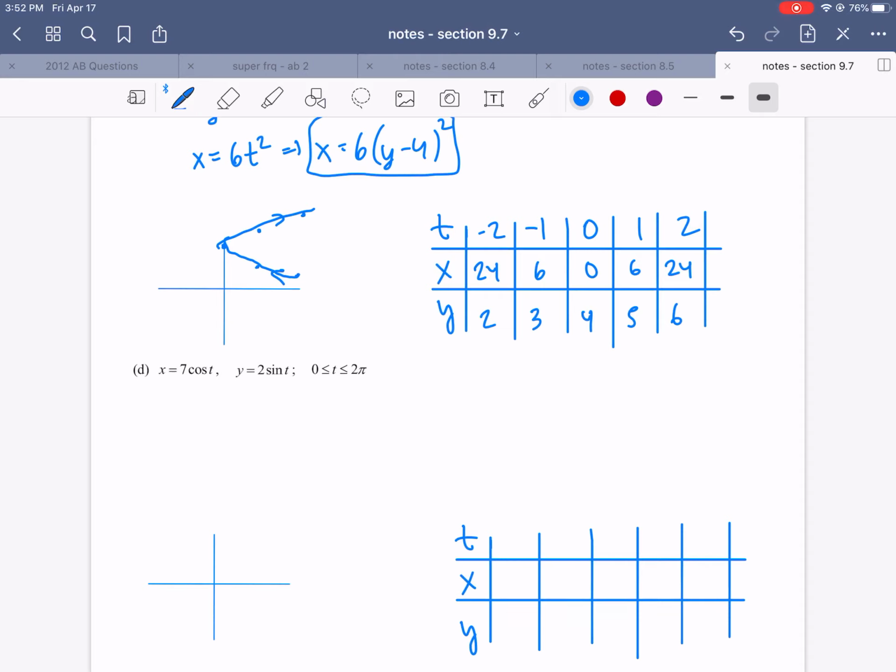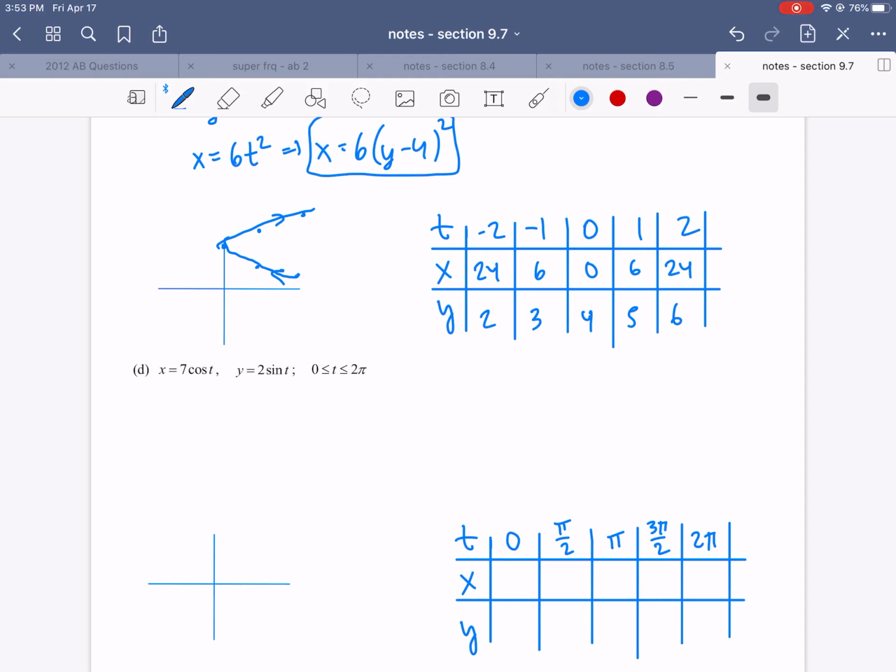Okay, letter D is going to be fun because it's trig, and this is actually going to be a little easier than you might think since t is only going from 0 to 2 pi. So I'm going to start at 0 and then end at 2 pi, which is going to be, I believe, here. And I'm going to choose really nice angles. And really, the nice angles are the quadrantal angles. So I'm going to choose pi over 2, pi, and 3 pi over 2.